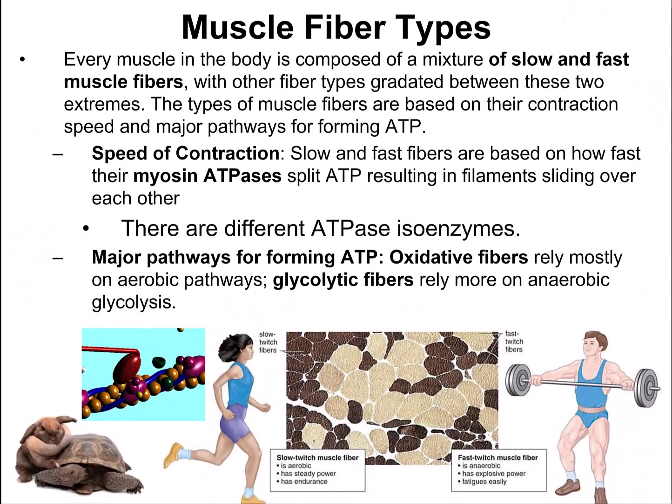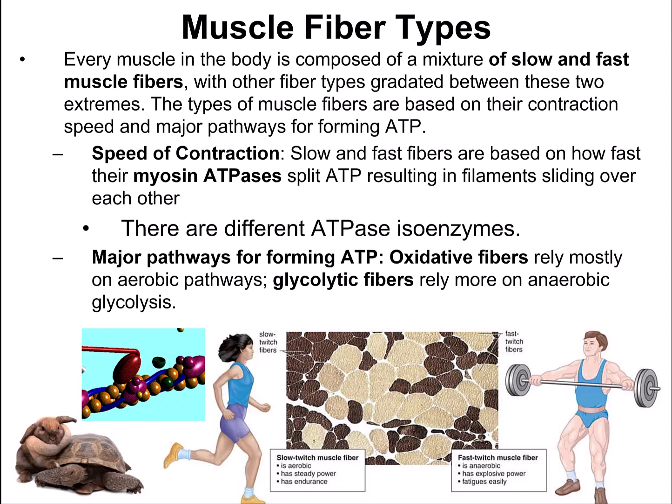In this video, I'm going to be going over skeletal muscle fiber types. Within every skeletal muscle of the body, it's composed of a mixture of slow and fast muscle fibers. So we don't just have one fiber type in a skeletal muscle, we have a mixture of fiber types. And between the fast and slow fiber types, there are other fiber types between these two extremes.